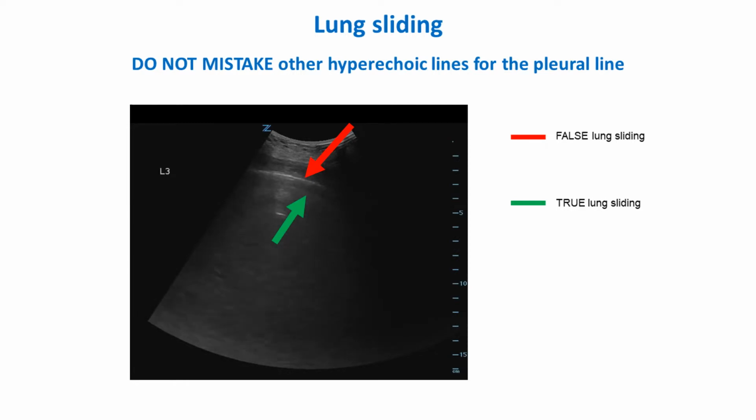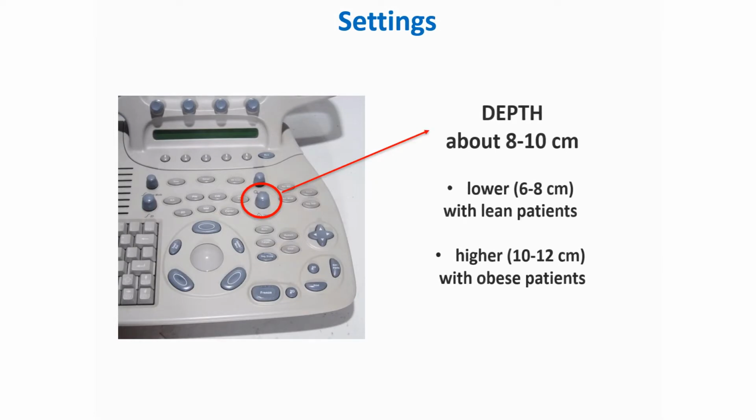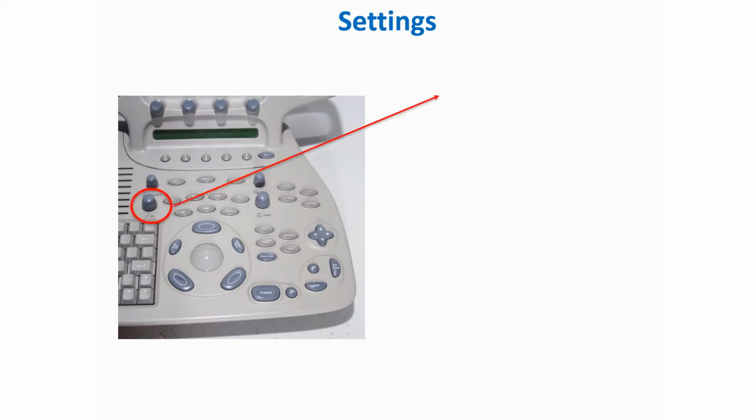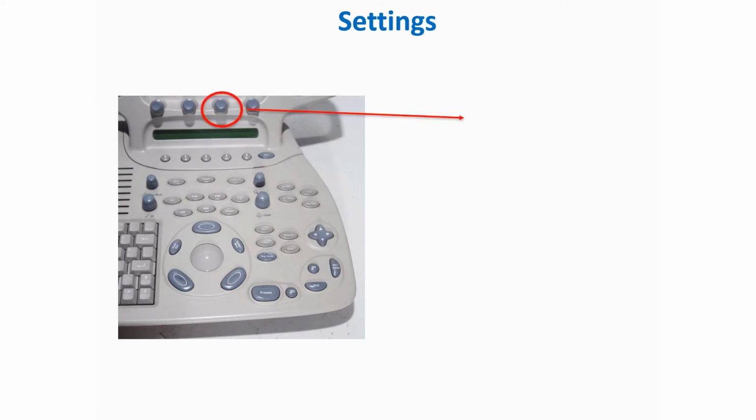And what we have to consider is not just a general movement, but the sliding of the pleural line compared to the above structures. The depth should be about 8-10 centimeters, a bit less with lean patients and a bit more with obese patients. The gain should be optimized, again, to better visualize the pleural line. And the focus should also be positioned at the level of the pleural line.